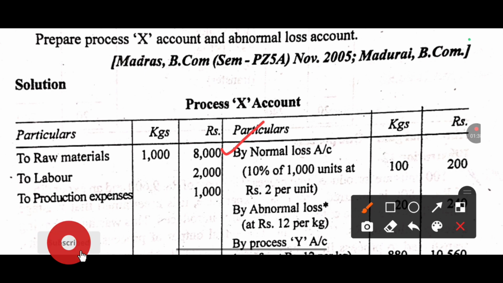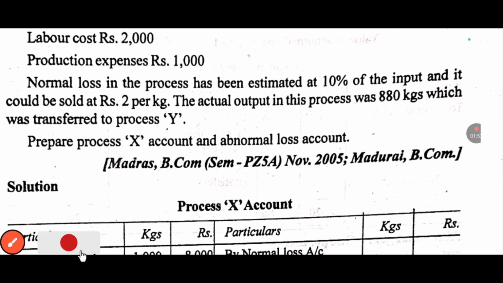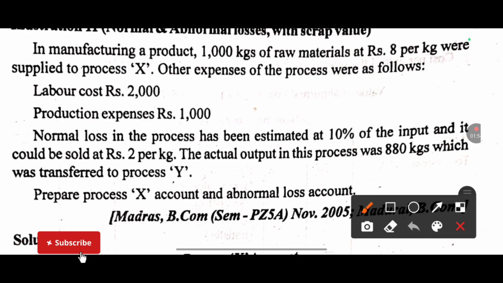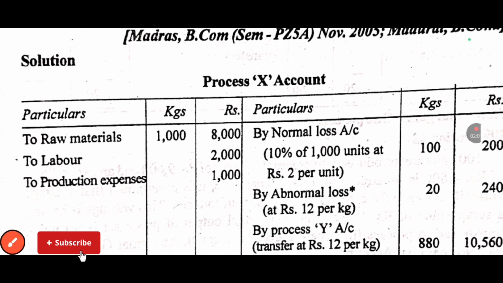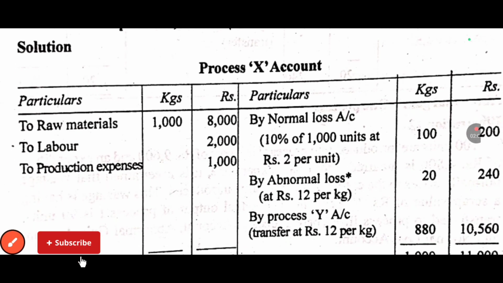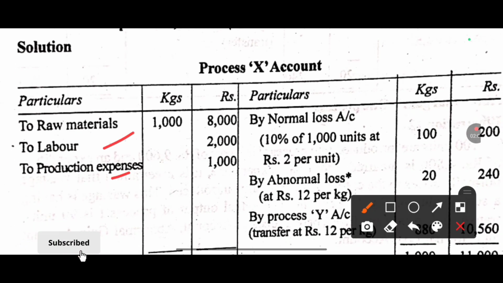How much is the input in kilos? 1000 kilos. So the raw material 1000 kilos is introduced and the value is 8000 rupees. The cost of the raw material is 8000. Got it? So what are the other input items we have? Labor cost 2000 and production expenses 1000 rupees. So all the input expenses are also entered on the debtor side. Accordingly, labor and the production expenses are entered on the debtor side.